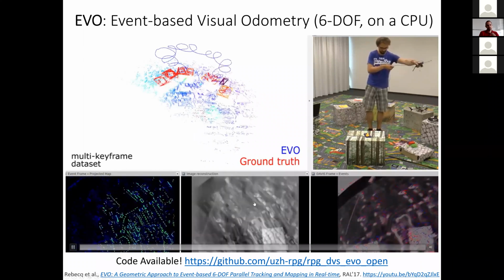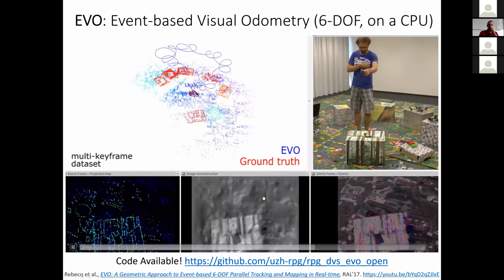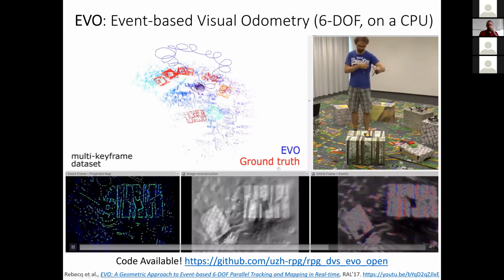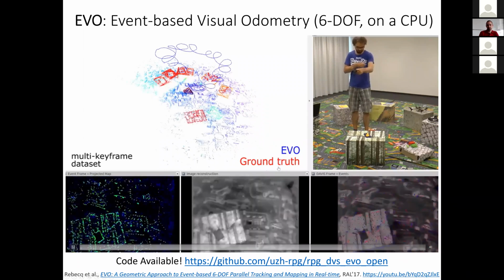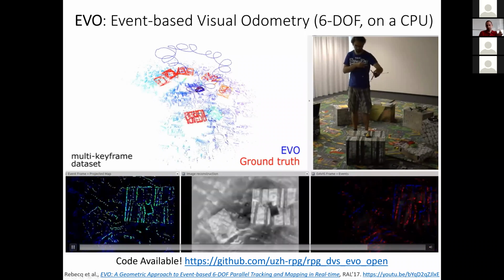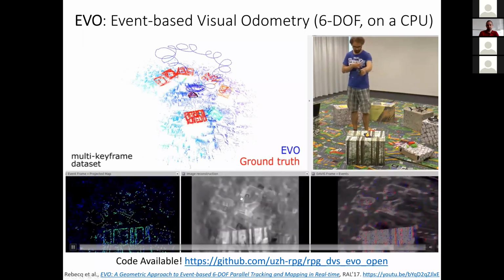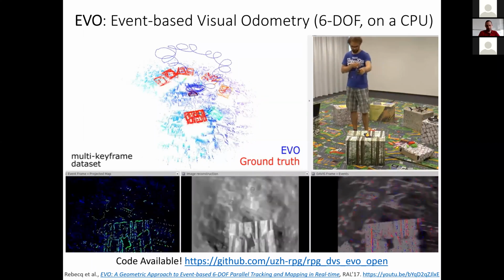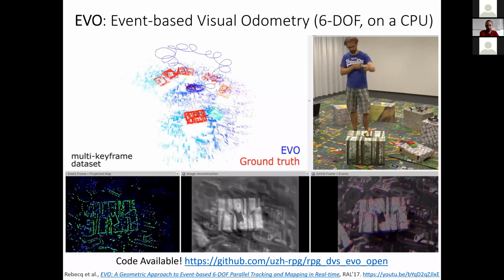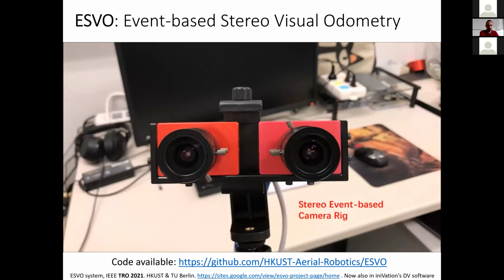What we visualize in the middle is this high dynamic range reconstructed image. We see that when we turn the lights off and on, because the events have a very high dynamic range, we are still able to track with our system, and we are also able to use the output of our system to generate these reconstructed images. The code is available online. You can go download it, try it, and play around with it. So that's with one camera. With two cameras, we also work on it, and we have this event-based stereo visual odometry system in collaboration with Hong Kong.